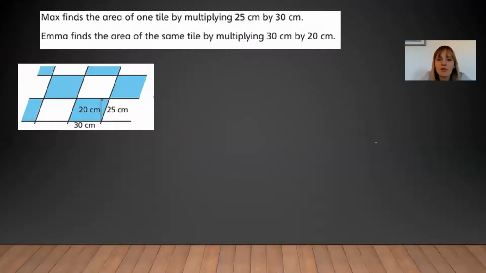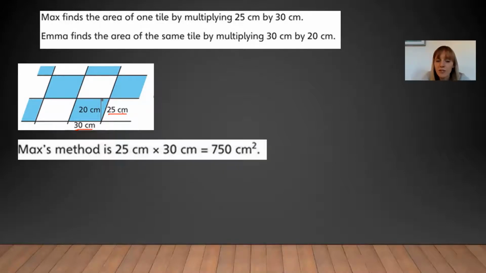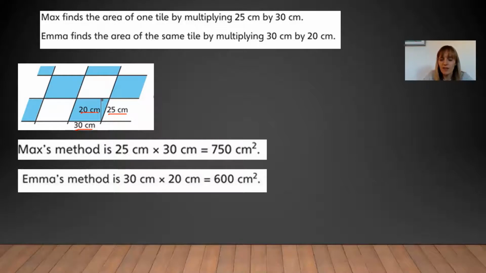Now, two other children, Max and Emma, find the area of one tile. So Max has thought, right, well, I'm just going to treat it like a rectangle, and I've taken the 30 centimetres length and I've multiplied it by the 25. And by doing so, he's got an answer of 750 centimetres squared. Now, Emma has taken the base and she's multiplied it by the height, and she's got an answer of 600 centimetres squared. Now, we've got to decide who has got the correct answer.